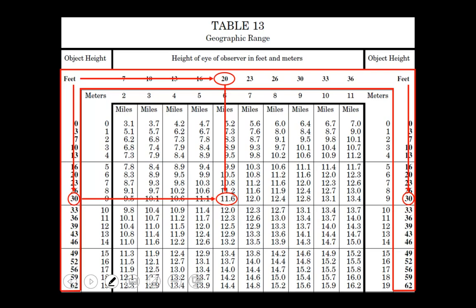One thing to keep in mind, though, with Table 13 is that the heights do not increase by units of 1. As you can see, height of eye of observer starts at 7 feet, then it goes to 10, 13, 16. Same with object height, moving from 0 to 3 to 7, and so on. So if you have a height that falls in between, you're going to have to interpolate to find the value. The other alternative is to use Table 12, which does increase by units of 1, or of course just use the formula.